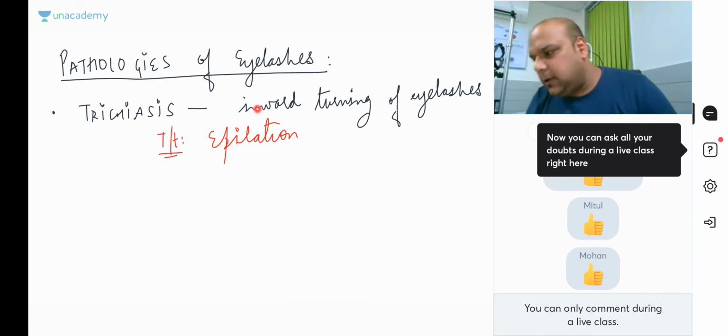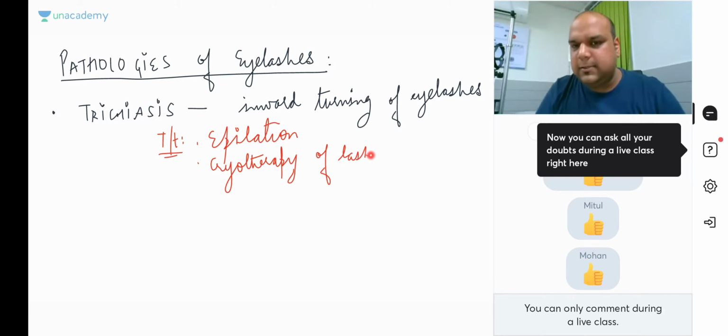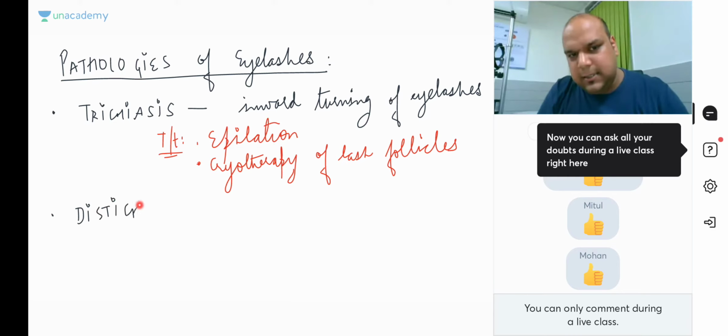Okay, epilation. Or what can be done is cryotherapy of lash follicles. If it is chronic, if it is troubling the patient a lot, then you do cryotherapy of the eyelash follicles, so they are permanently gone, they will not come back again. Then after trichiasis, the next condition that you should know is called dystichiasis.